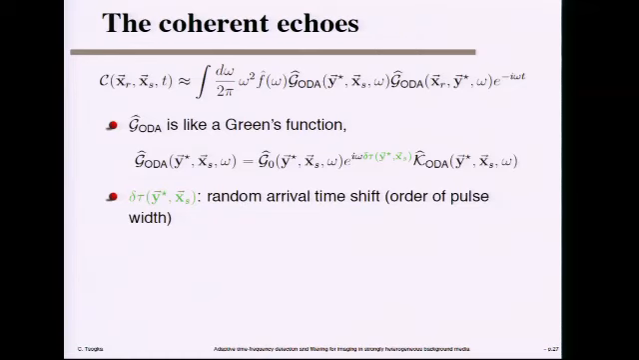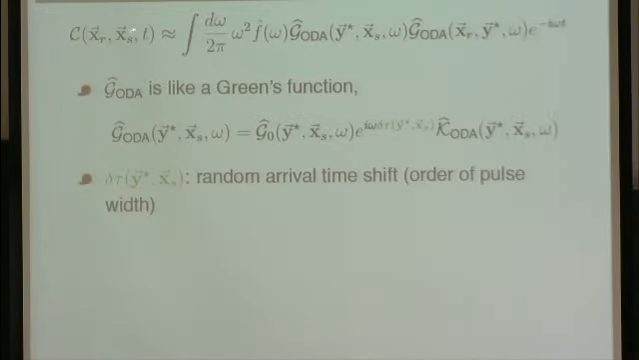Now, I want to have a model for the coherent field. If this was just in a homogeneous medium, my response matrix would just be the integral over omega of omega squared f cut, and instead of this g ODA, I would just have a g0, which would be the Green's function from the source to my point, and then back from this point to the receiver.